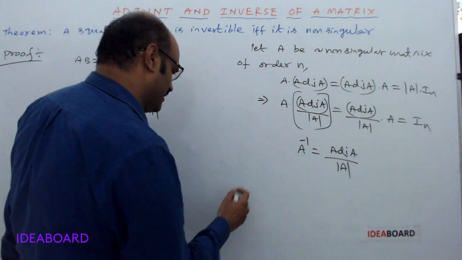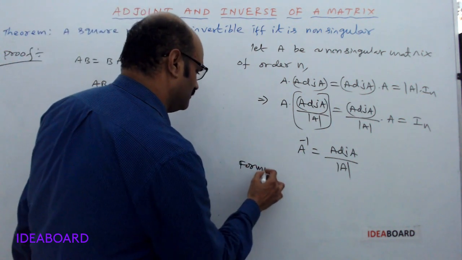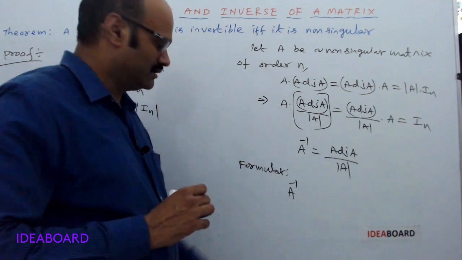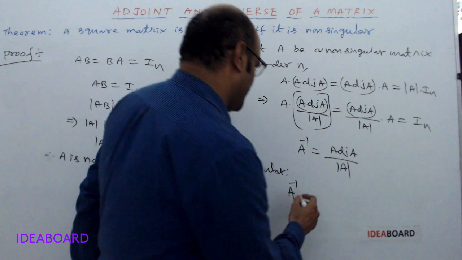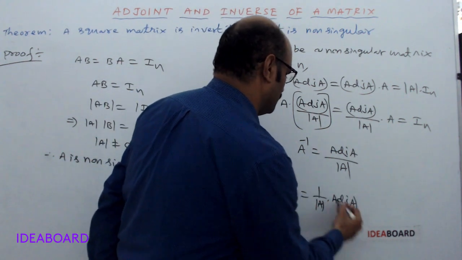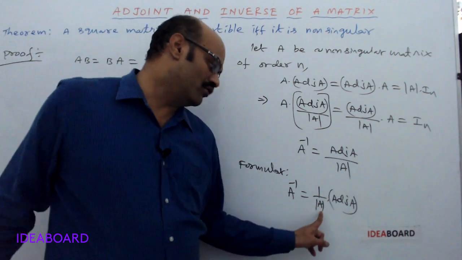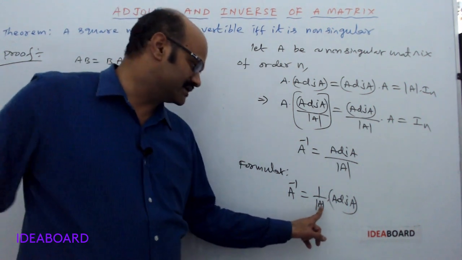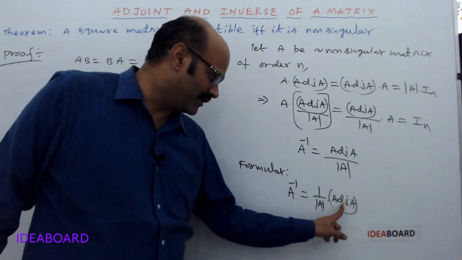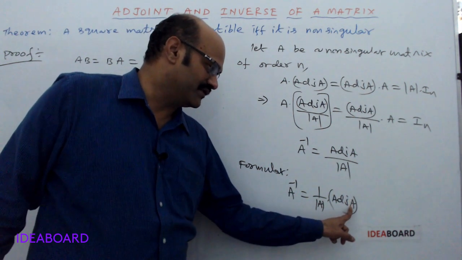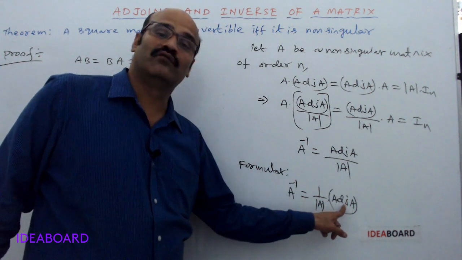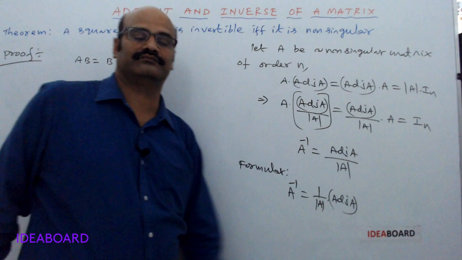Therefore, the formula for finding the inverse of A is 1 by det A into adjoint of A. Here we know how to find the determinant of a 2 by 2 matrix and a 3 by 3 matrix. Adjoint of A means first we have to find the cofactors of each and every element of the given matrix. Take the transpose of that, we get adjoint of A.